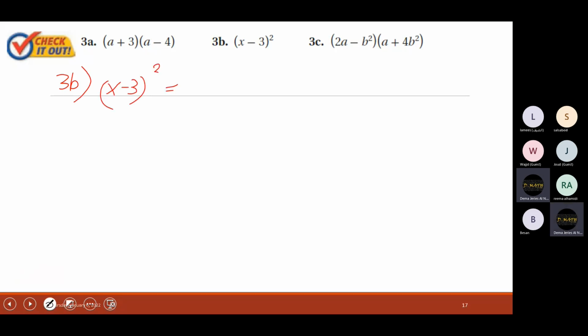Now, who can remind me what x minus 3 squared is a product of? Yesterday we said 4 squared is 4 times 4, and x squared is x times x. What about x minus 3 squared? It's x minus 3 times x minus 3. Now let's use the FOIL method.